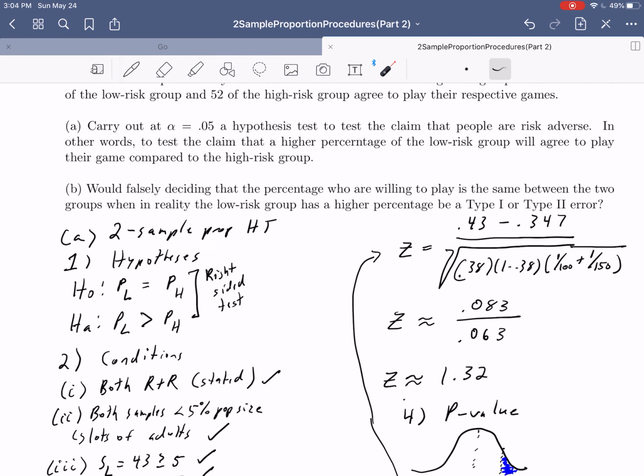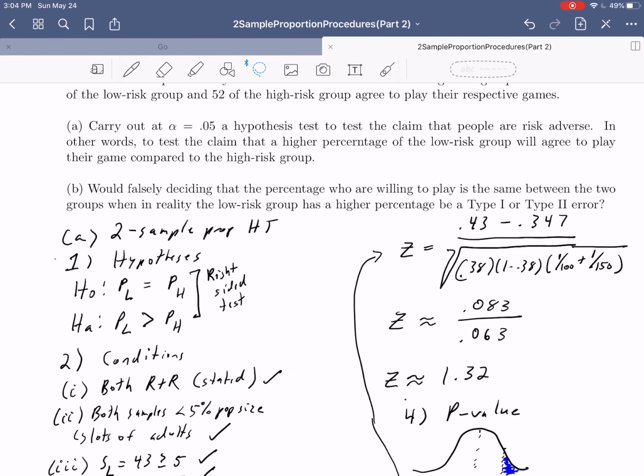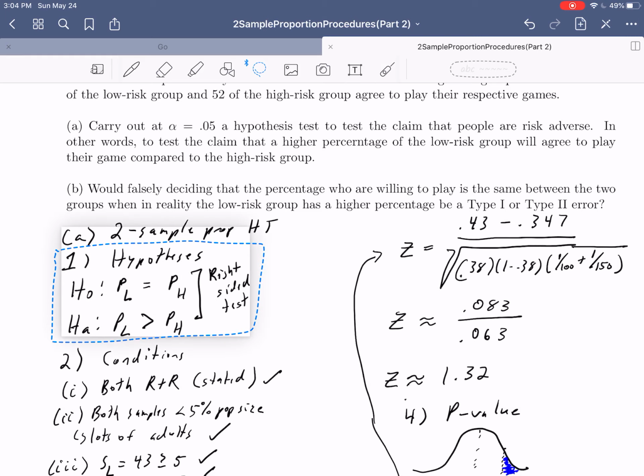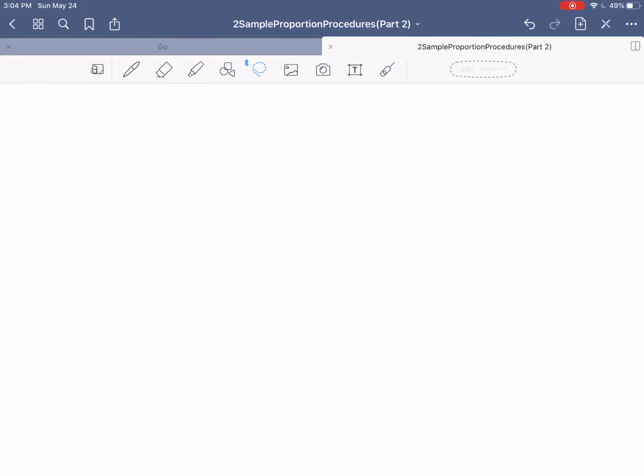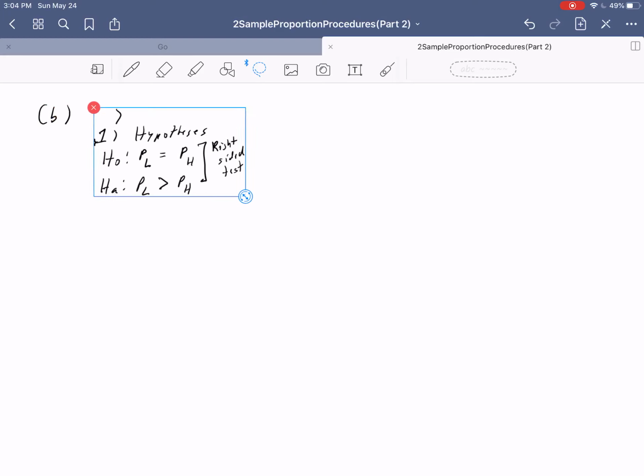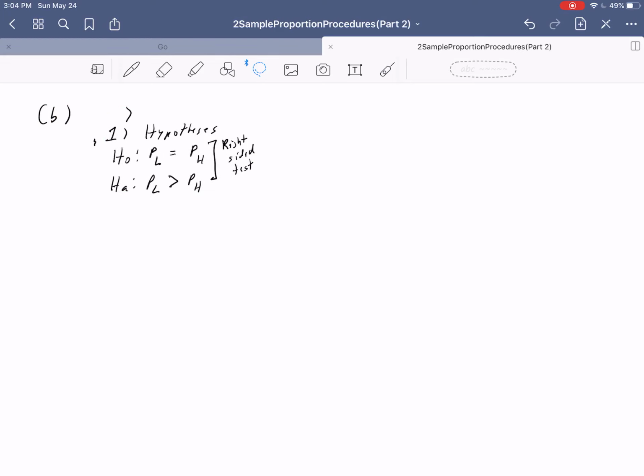Let's go ahead and grab our hypotheses. So let's grab that so we can bring that over. All right, so we'll pop that onto this page here for Part B. Okay, so there were our hypotheses. Carried a little bit of extra stuff as well. Sorry about that. Let's get rid of that. Okay, so there were our hypotheses, right?